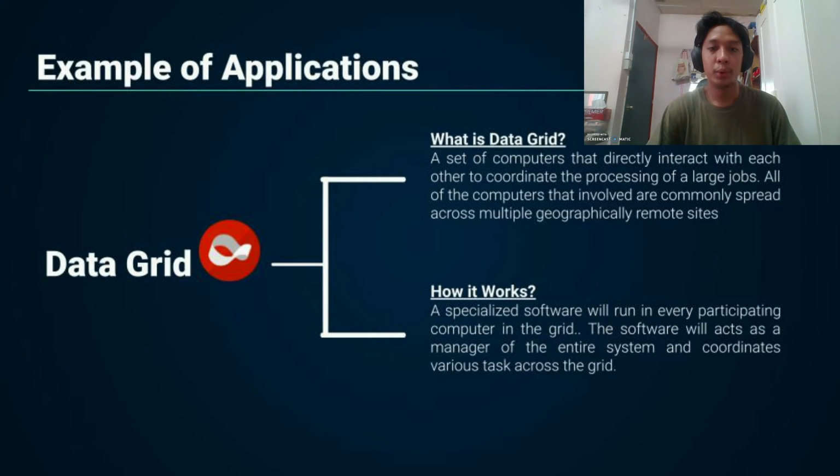So this is an example of a real-life application of HPPC on a grid environment. The application is called data grid. So what is data grid? Data grid is a set of computers that directly interact with each other to coordinate the processing of large jobs, and all of the computers involved are commonly spread across multiple geographically remote sites. So how does data grid work? There is specialized software that runs on every participating computer in the grid. The software acts as a manager of the entire system and coordinates various tasks across the grid.